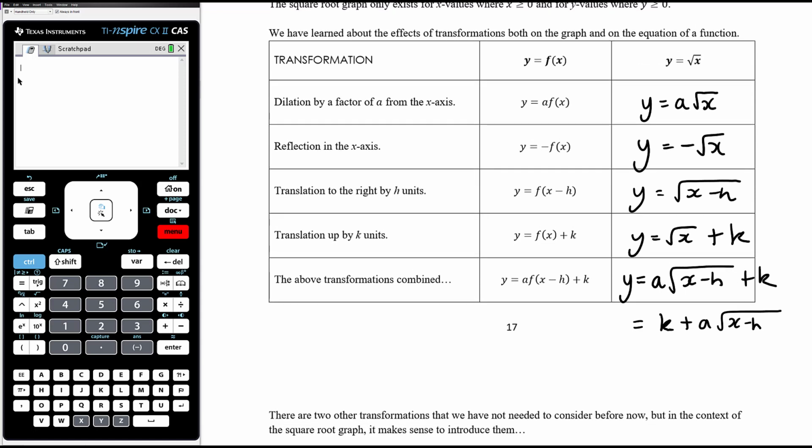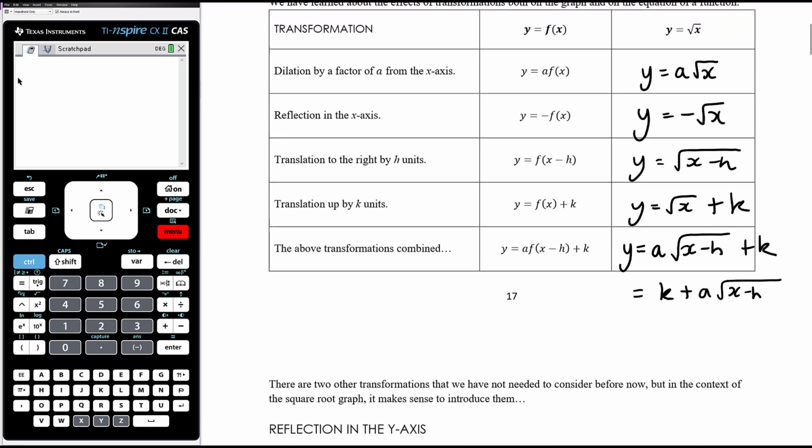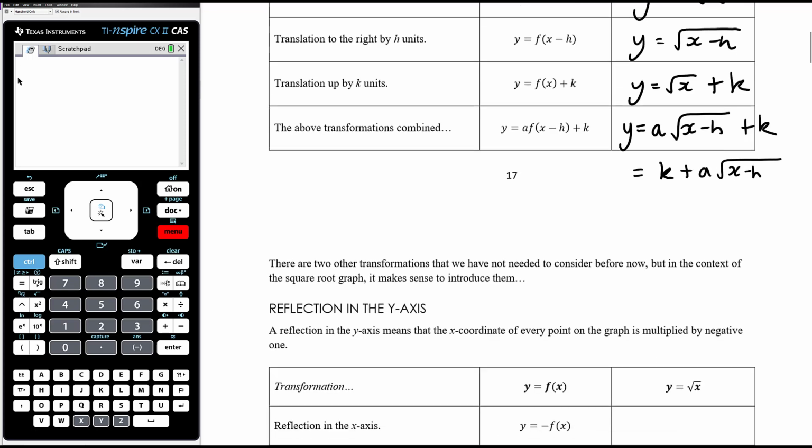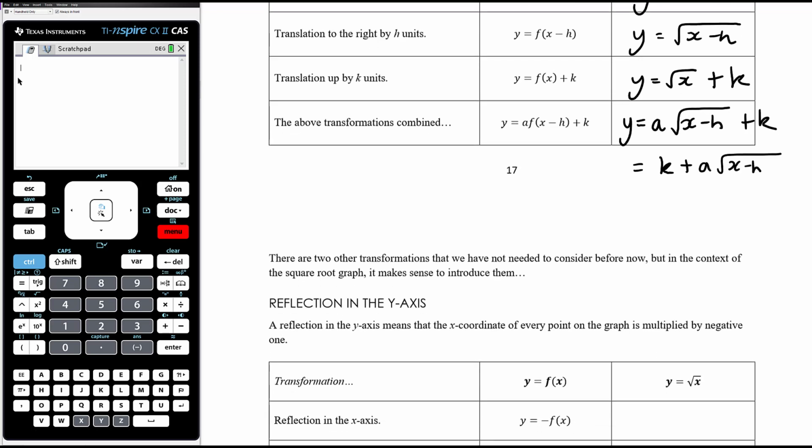Just be careful about when you write square roots that it's not ambiguous about where your square root's ending. Is k under the square root or not? Okay, make sure it's really clear that the plus k is separate, which is why sometimes you might see it written at the beginning, because that helps to avoid that ambiguity. Okay, so as I said, there's two other transformations that we haven't needed to consider before now, and I'll have a bit of a look further on at why we haven't needed to consider these before now.